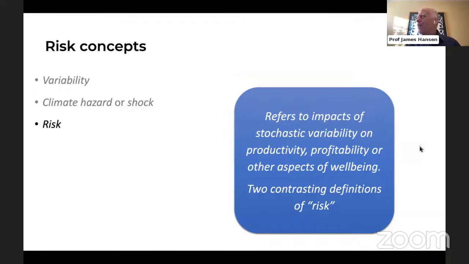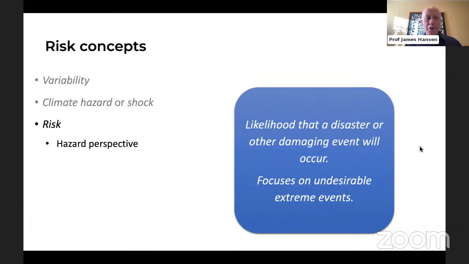If I were to ask you now, I'm suspecting that we would get a few different definitions of risk. There are actually two important definitions that come from different communities with different perspectives. They are both valid, but they are not consistent. So one perspective, which I call the hazard perspective, treats risk as the likelihood or the probability that a disaster or some kind of a damaging event will occur.